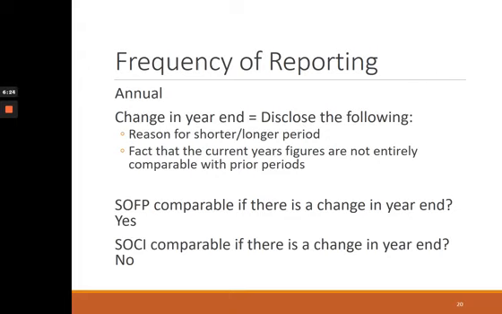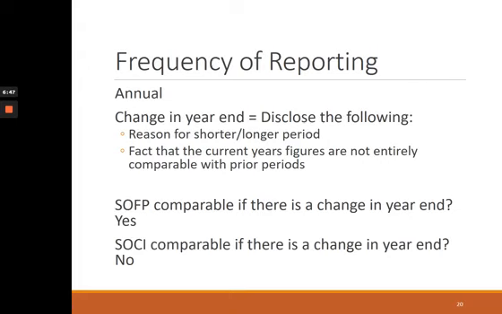A reason for a shorter period would be if you decided to change your year end and you wanted to extend your year end, then you would have a longer period. But if you do have a change in year end, you need to give the reason as to why you've got a change in your year end and the fact that your current year figures are not entirely comparable to prior periods. Why is that?